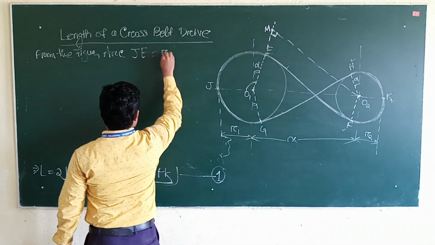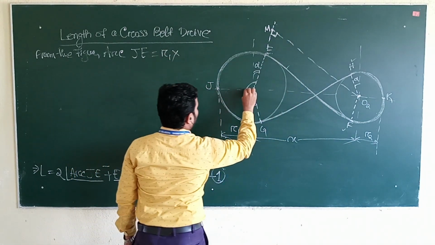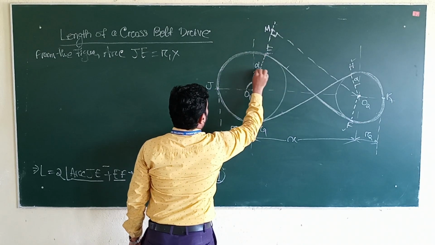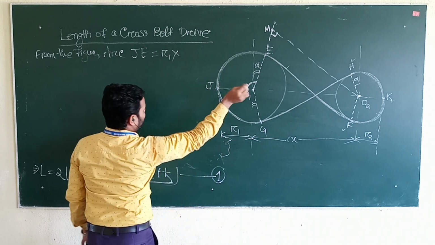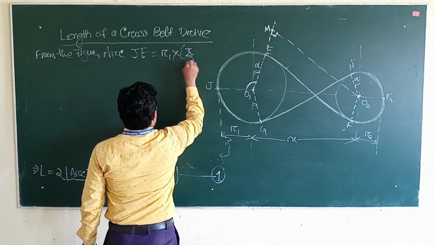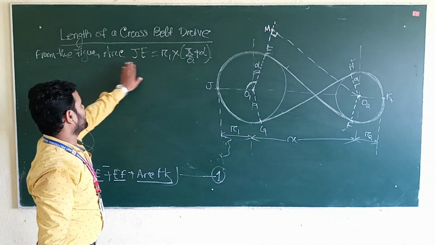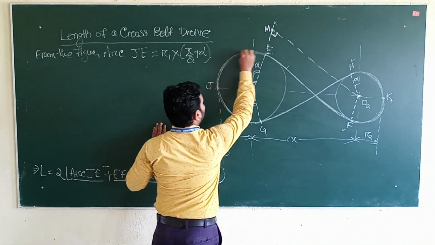So radius is R1 into multiplication of angle. What is this angle? We will see this is your 90 degree and this is your alpha. So 90 plus alpha. 90 means pi by 2 plus alpha. So understood? What is the length of arc JE? This is the arc JE.